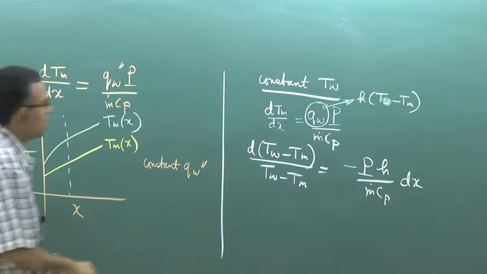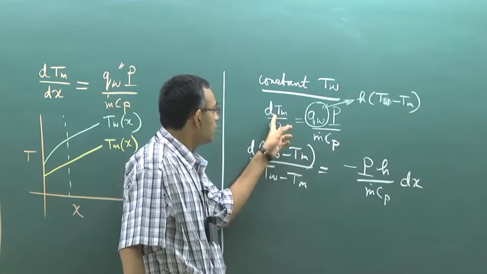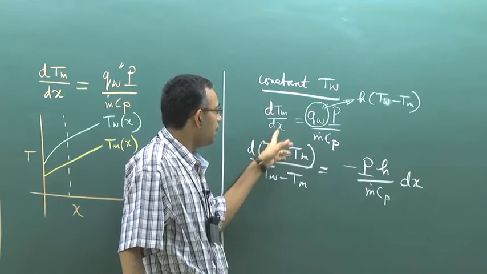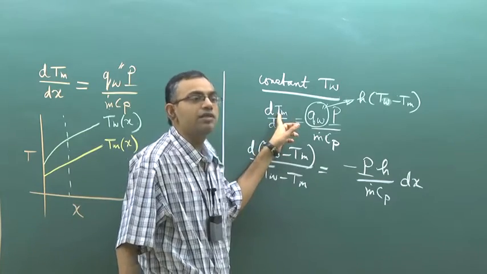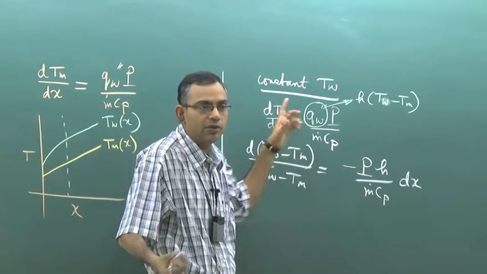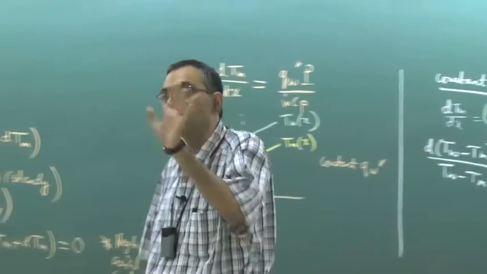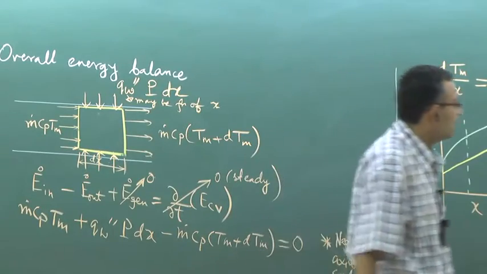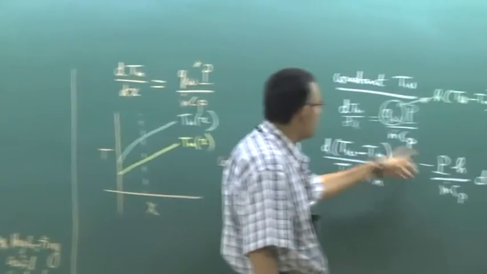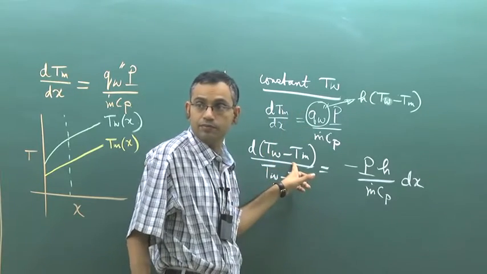So what we have done is we have written dTm/dx as d/dx of Tm minus T wall, because T wall is a constant, it does not matter whether we take it inside the derivative or not, it will make no difference because dT wall/dx is 0 for constant T wall. Okay. And then this minus sign is absorbed because we have converted Tm minus T wall to T wall minus Tm.